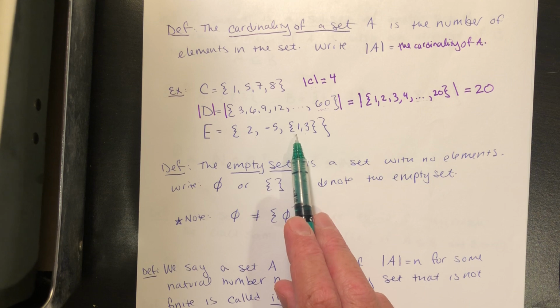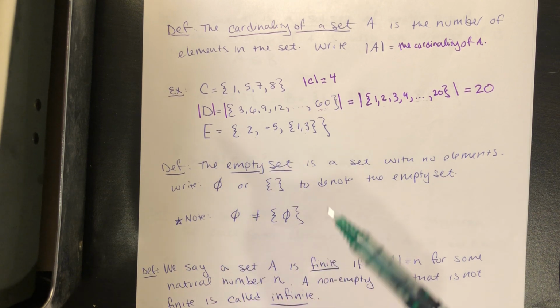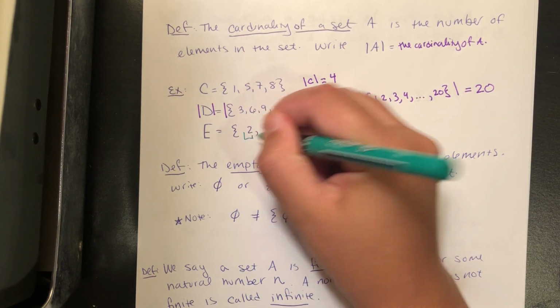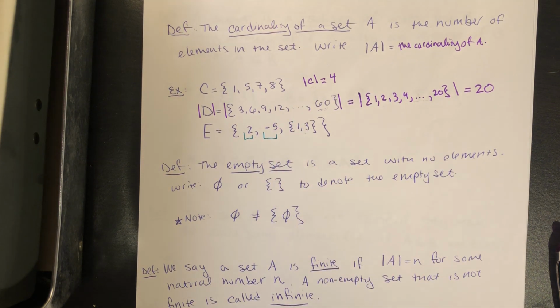So we want to be careful here. The cardinality of E is the number of elements in E. So how many elements are in E? Well, here's my first element, it's the number 2. Here's my second element, it's -5.